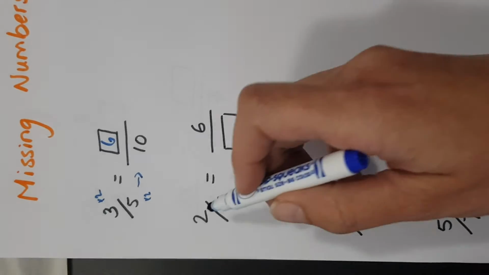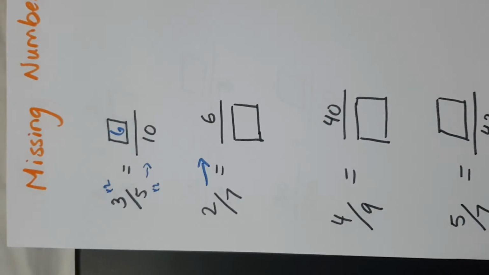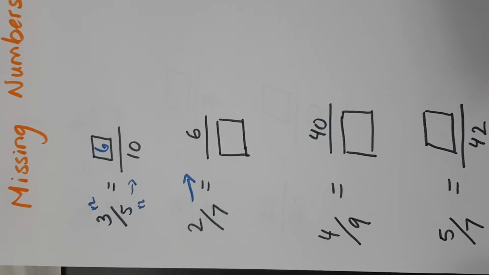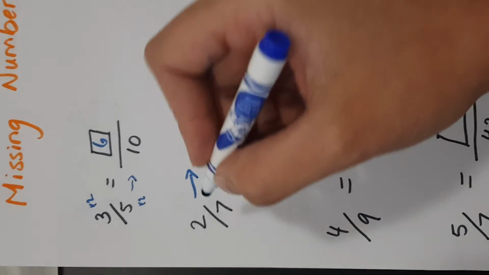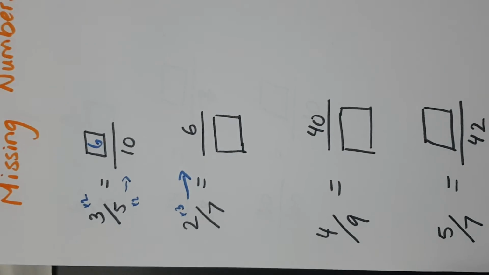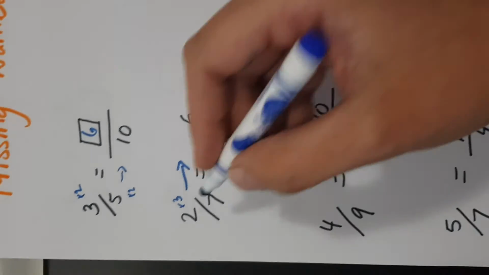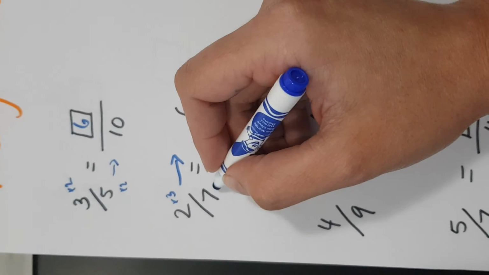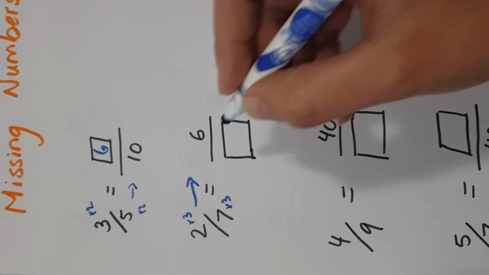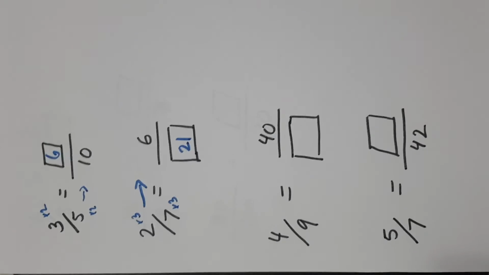Same idea in this one. 2 became 6. 2 is a small number, became 6 a big number, which means that I also multiplied. 2 times what will give me 6? It's 2 times 3. And because the golden rule says, if you multiply up by a number, you have to multiply down by the same number. So 2 times 3 is a 6, which means that 7 times 3 is how much? 21. Excellent job.